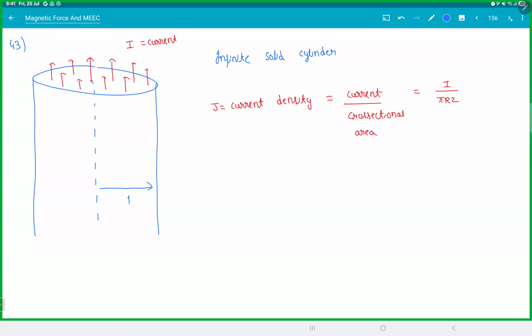There we have an infinite solid cylinder. Find B of x. Find pressure as a function of x. Same thing. Now there will be a pressure inside the cylinder. Remember, we did this thing also in electrostatics. Solid sphere, inside there is a pressure.